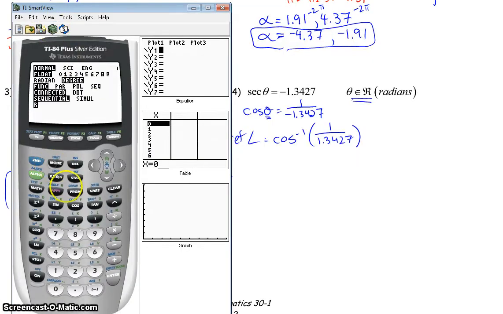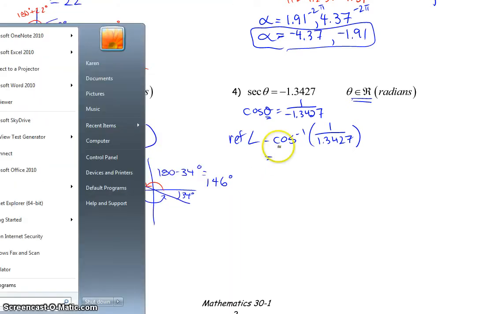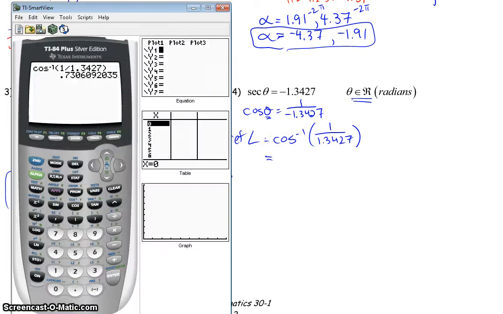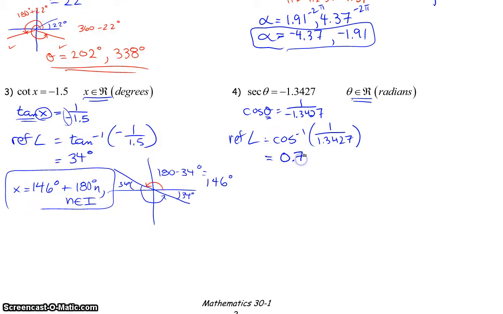Okay, so mode, radian, and then quit, and then what are we doing here? Inverse cos, second cos of 1 divided by, you're probably way faster than me at this, aren't you? You're already done. I can see it. Okay, there we go, 1 divided by 1.3427, enter. Okay, so our reference angle is turning out to be, to 2 decimal places or the nearest hundredth, 0.73. There we go. So 0.73 for our reference angle.